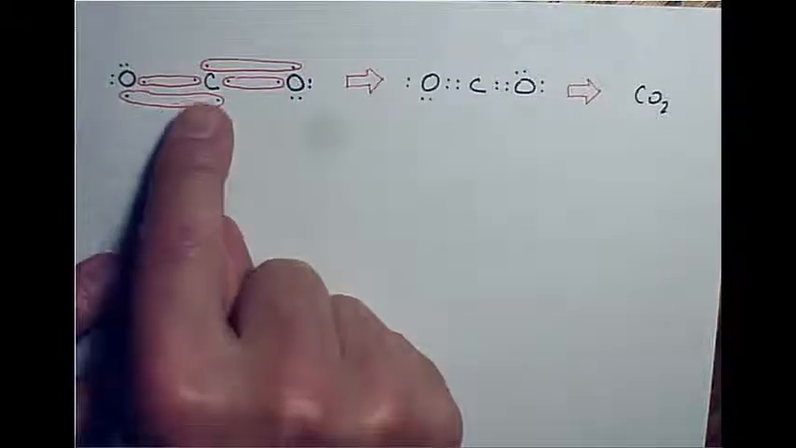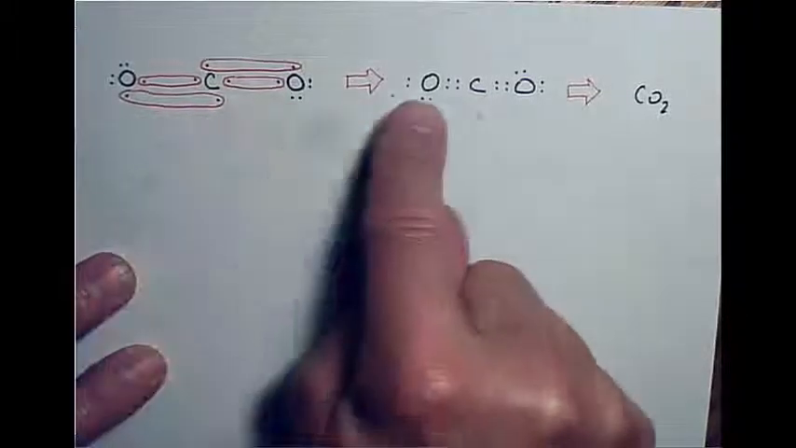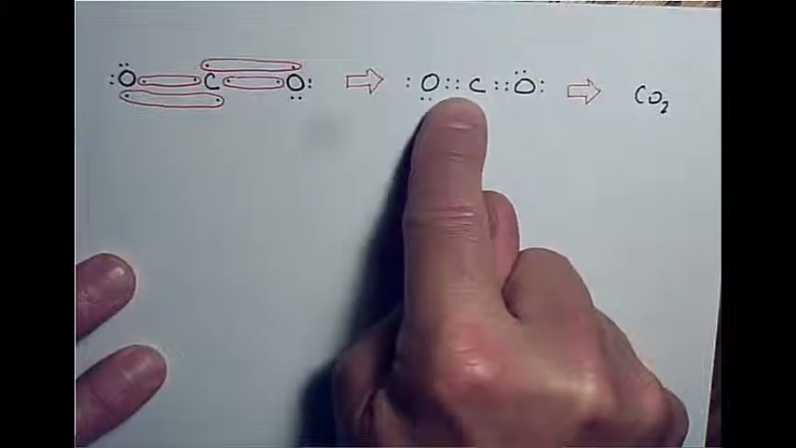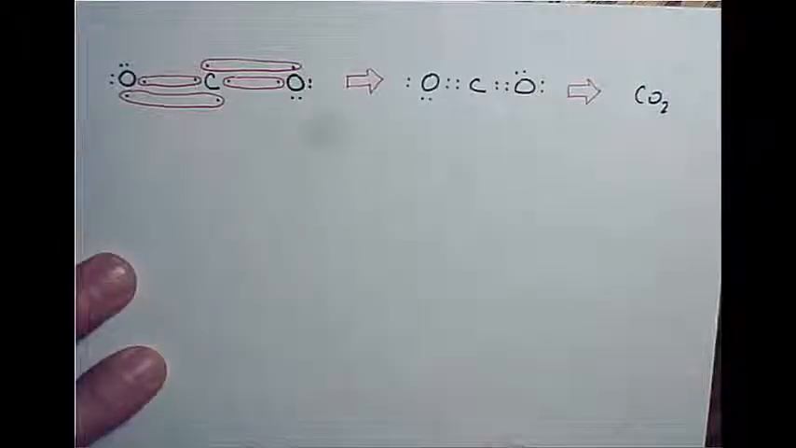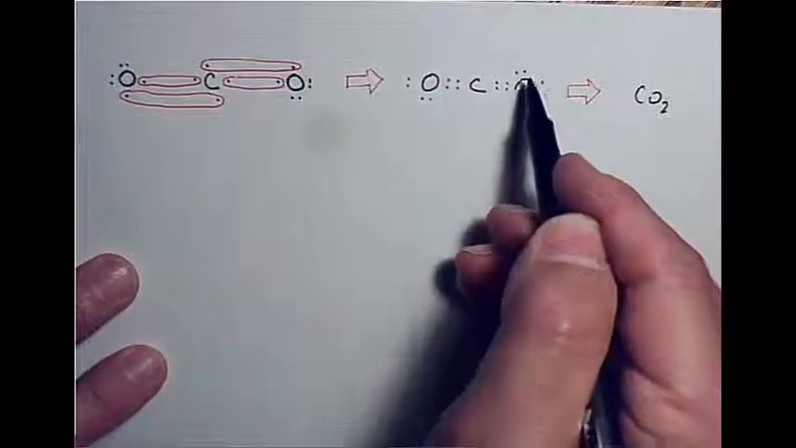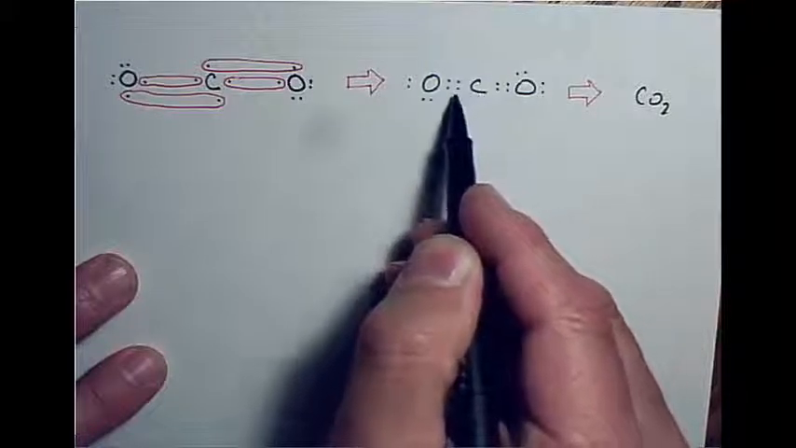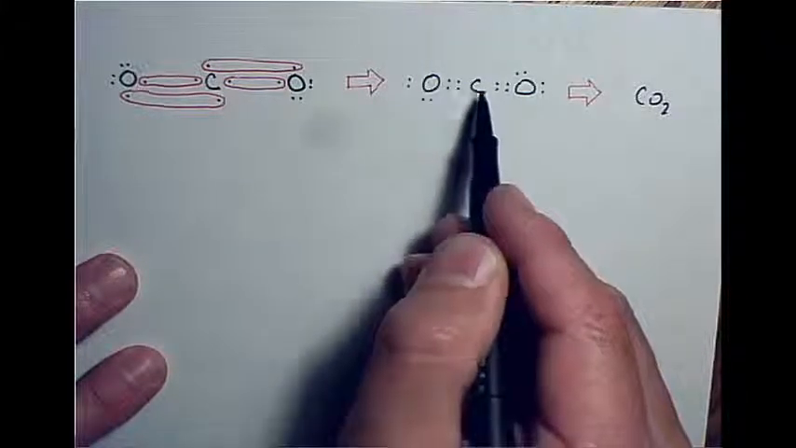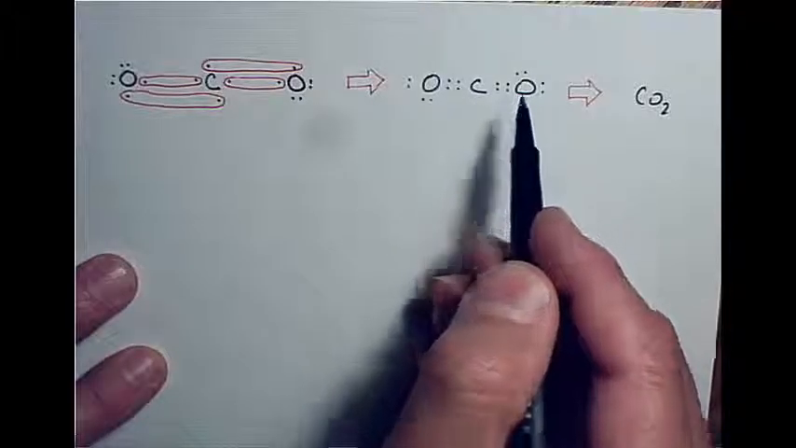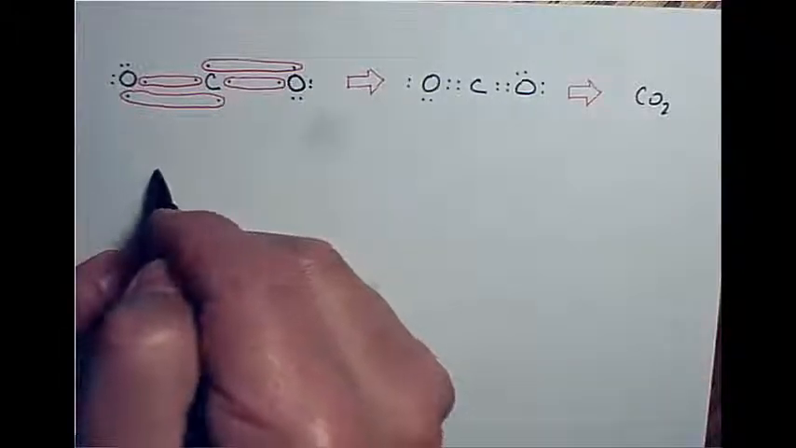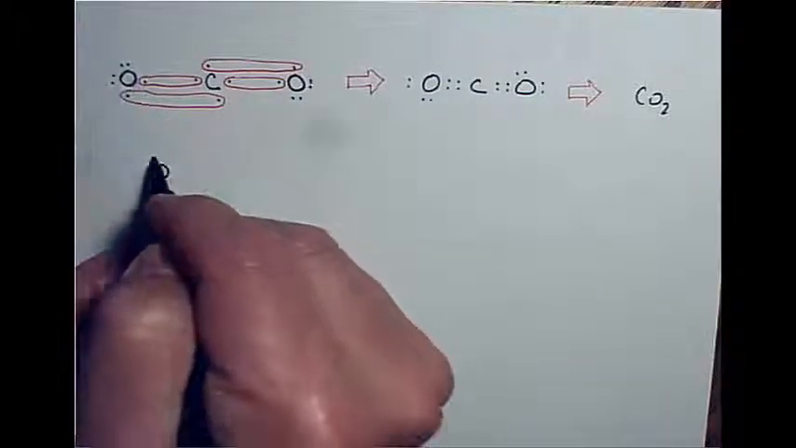Okay, so carbon dioxide, the only way to get the carbon to have 8 electrons, 1, 2, 3, 4, 8 electrons around the carbon, and the oxygen to have 8 electrons, 1, 2, 3, 4, 5, 6, 7, 8, is to double bond both bonds to the oxygen from the carbon. Okay, and you get CO2.